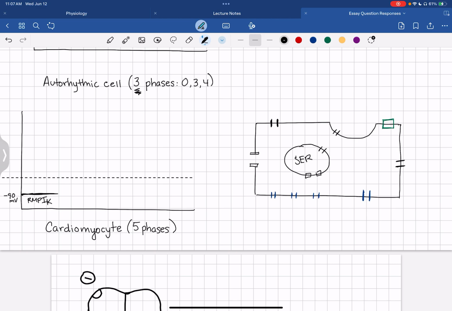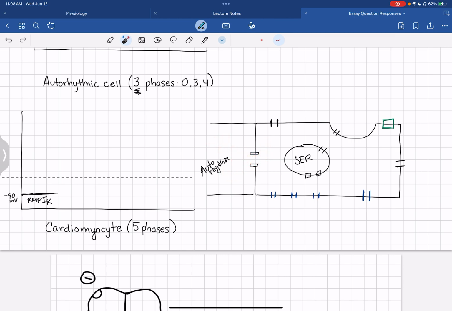What happens is, if you think, here we have an autorhythmic cell next to this cardiomyocyte. What will happen is, as we have this increase in these positives in our autorhythmic cell, they're going to spread through gap junctions into the cell next door.